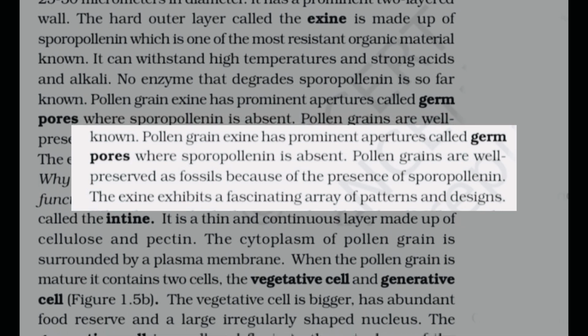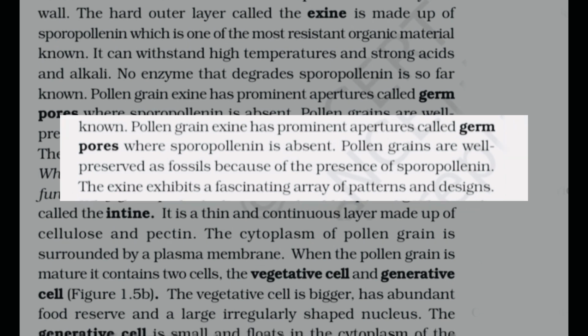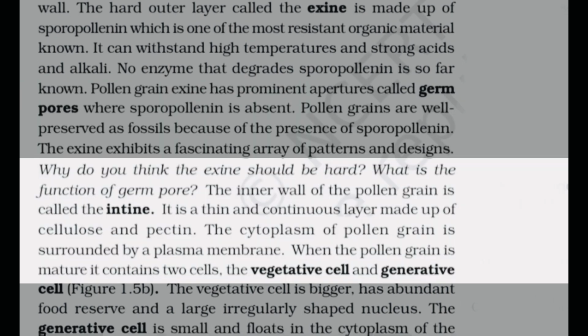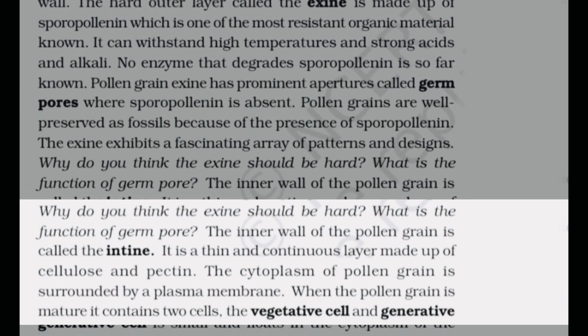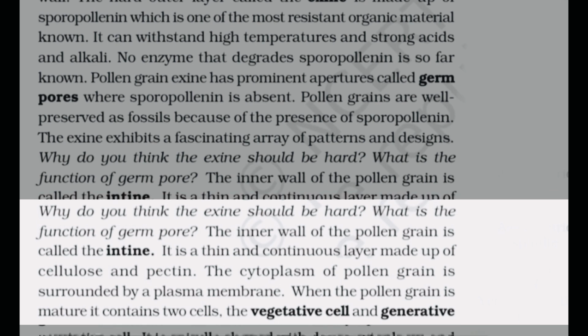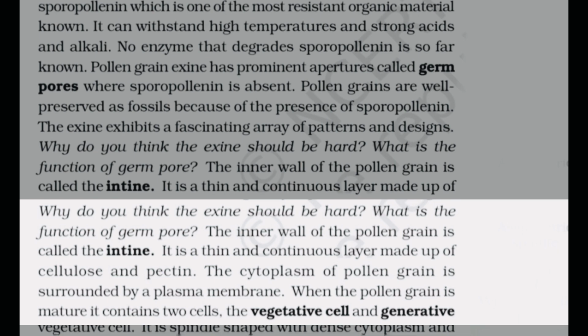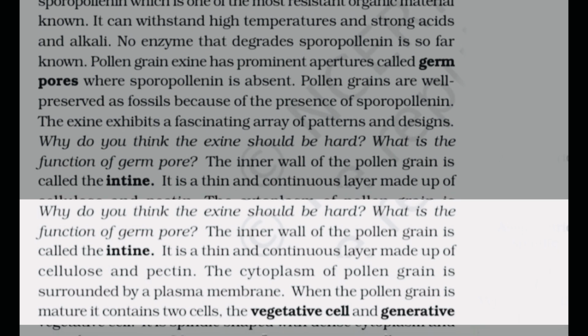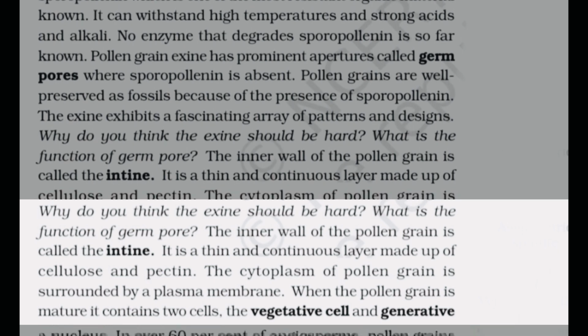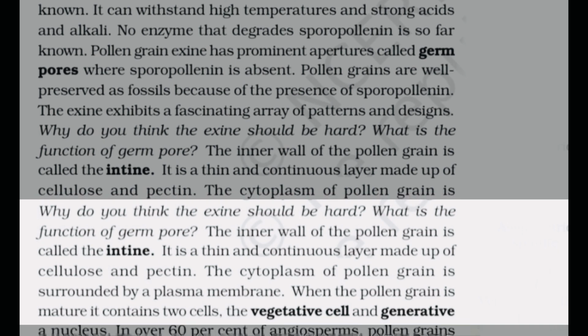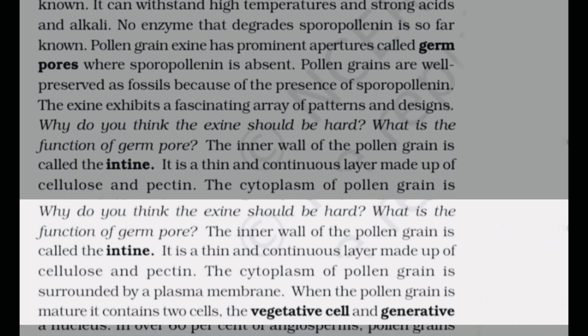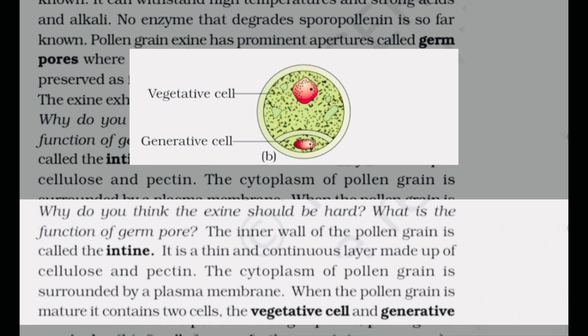The exine exhibits a fascinating array of patterns and designs. Why do you think the exine should be hard? What is the function of germ pore? The inner wall of the pollen grain is called the intine. It is a thin and continuous layer made up of cellulose and pectin. The cytoplasm of pollen grain is surrounded by a plasma membrane.